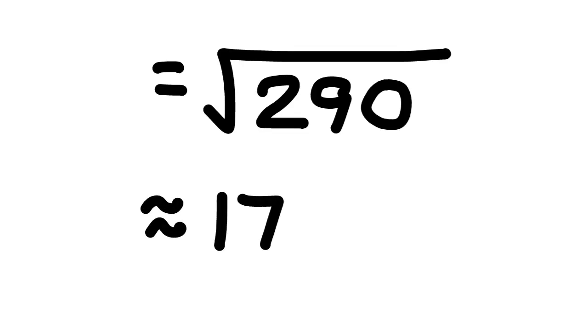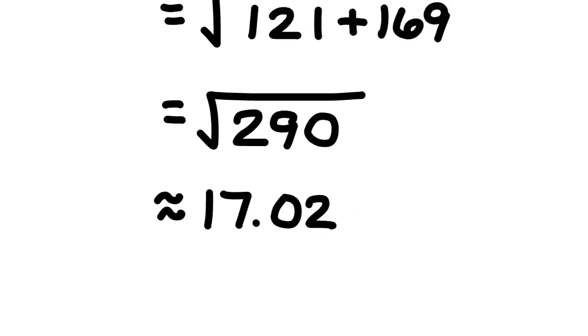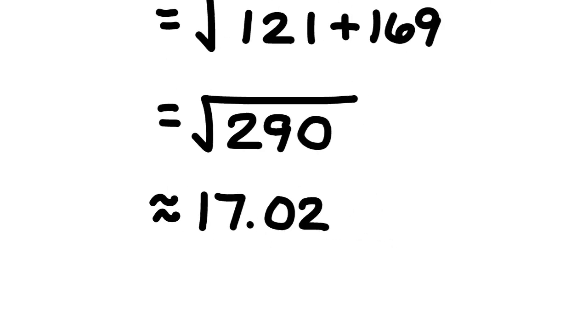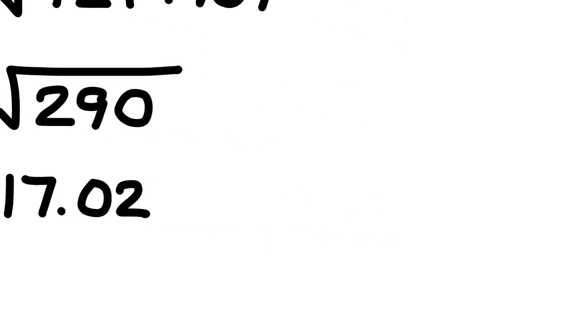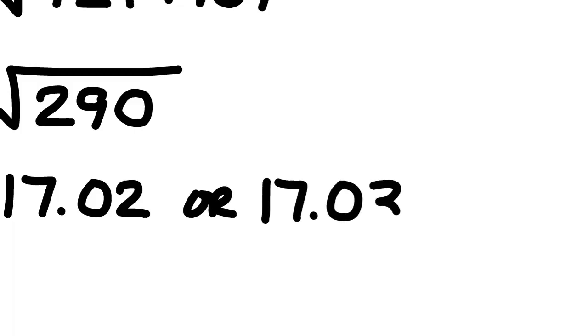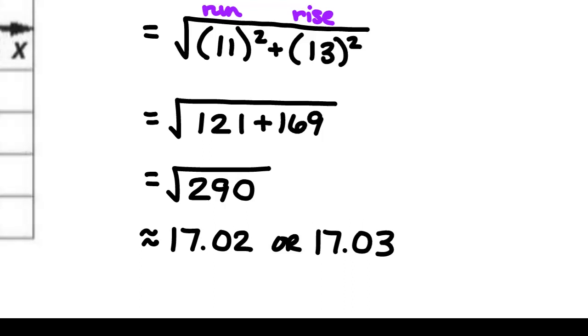I got 17.02, or depending on how you round that, because I think there's a 9 after the 2, right? So you could say 17.03. I would accept either one of those as correct. Or you could do 17.029 and get out to 3 decimal places.